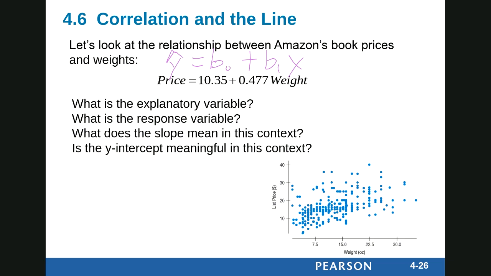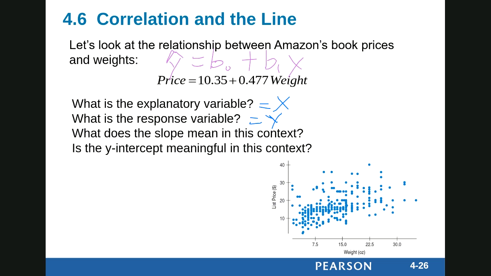So these are terms that we discussed in the previous class. The weight is your X value, which is your independent variable. I'm going to say X, but when you answer it, you should say weight, the independent variable. And then the response variable would be Y. Y is your dependent variable. Y is your response variable. Y is price, the list price of the book.